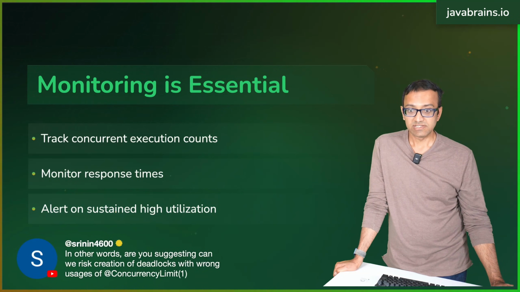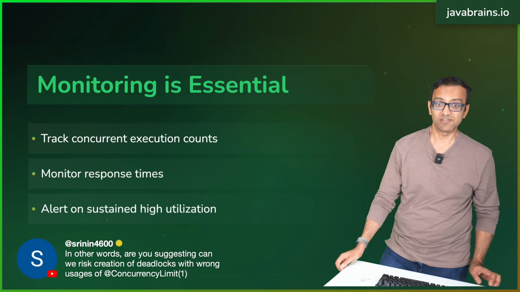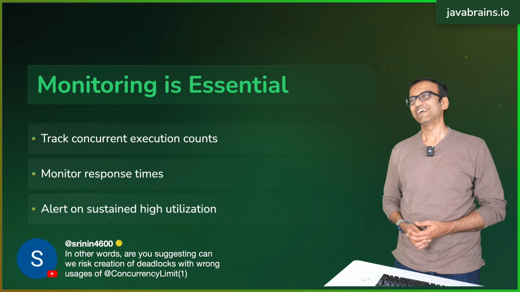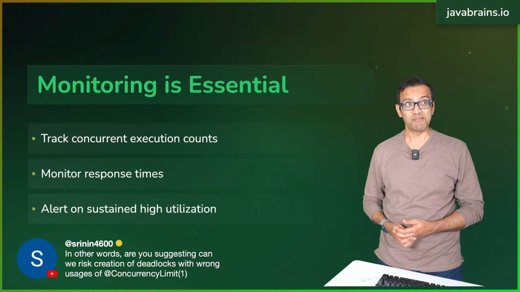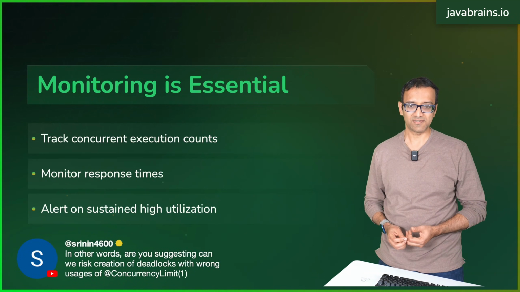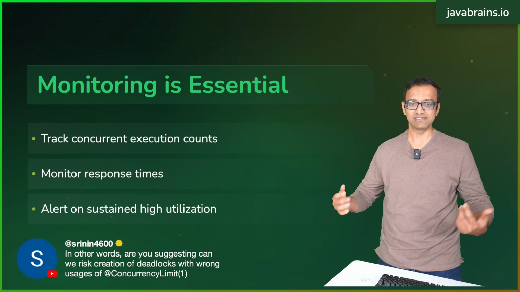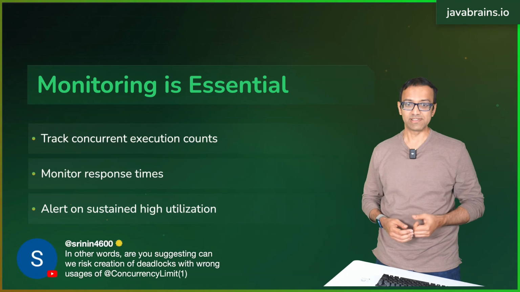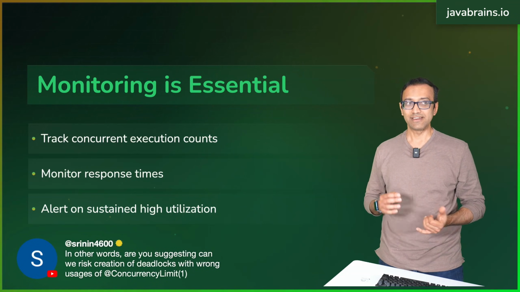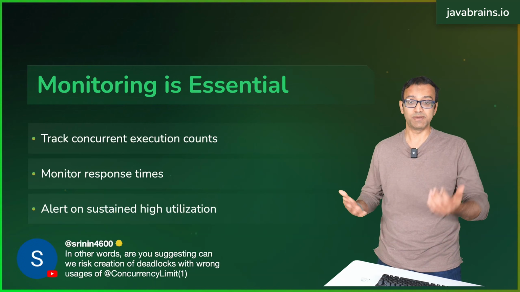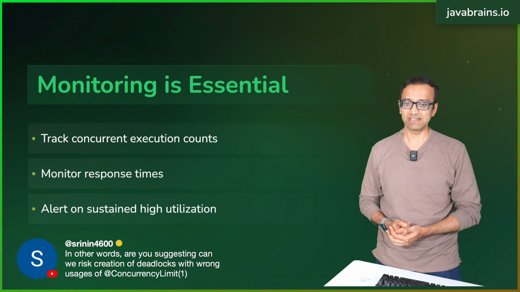In other words, are you suggesting we can risk creation of deadlocks with the wrong usage of a concurrency limit of 1? Yes, of course. When you have a lock of 1, even with concurrency limits, you might have a possibility of a deadlock. You just need to make sure that this isn't circular. But with the limit of 1, deadlock is definitely a possibility. But in general, it makes things super slow.